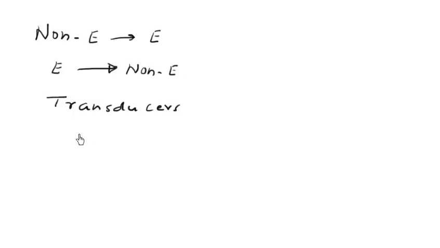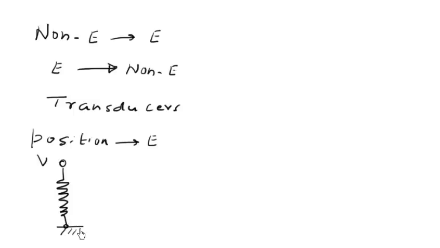Now, what we are going to do is to look at a number of transducers and see their applications. The first transducer that we study is that of converting a position signal into an electric signal. One simple way of doing this is to use a potentiometer. Let's say we apply the voltage V here. This is grounded and this is the sliding arm of the potentiometer. So let's say this resistance is R1 and this is R2.